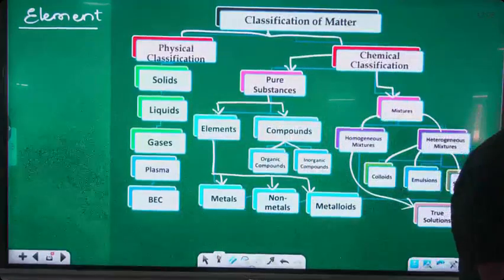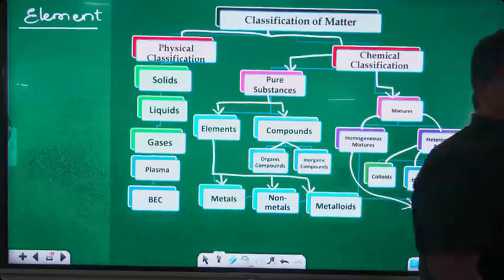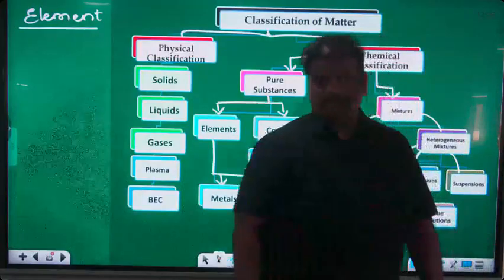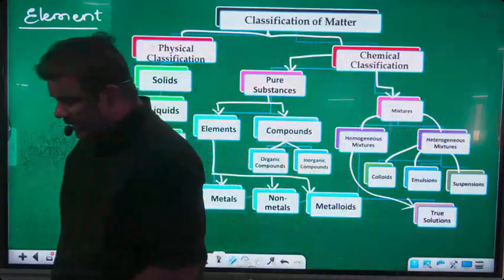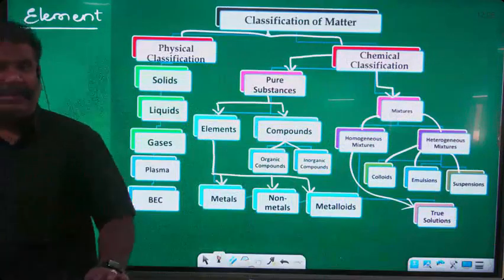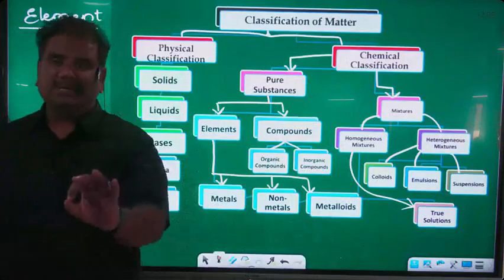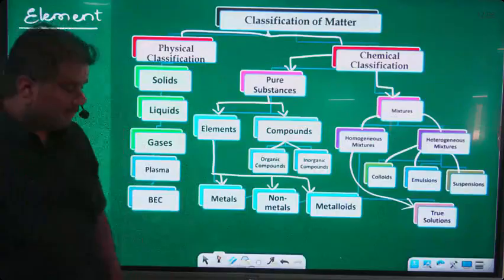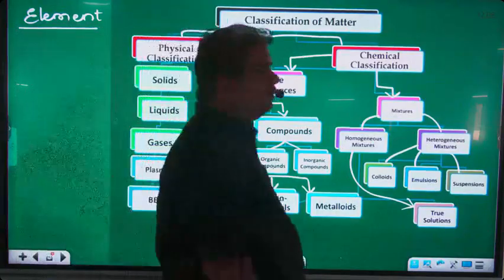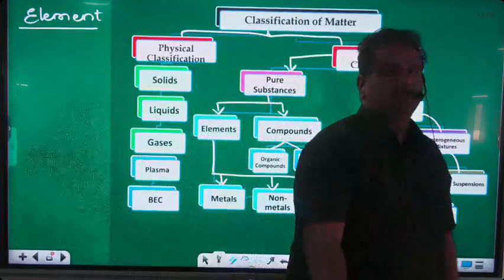As on today's date, we are having 118 elements in the periodic table. Now the question is, is the periodic table complete? Modern periodic table, is it a complete one or is it an incomplete one? Right? Modern periodic table is a complete periodic table.